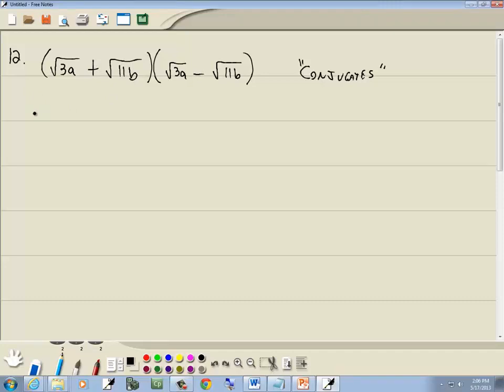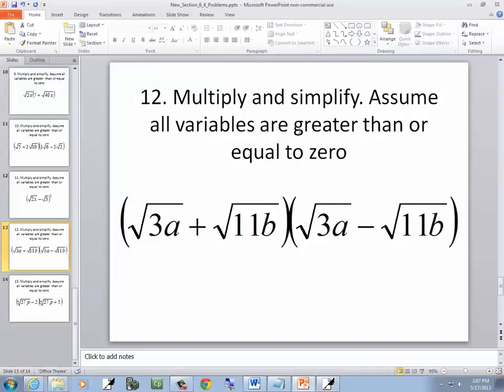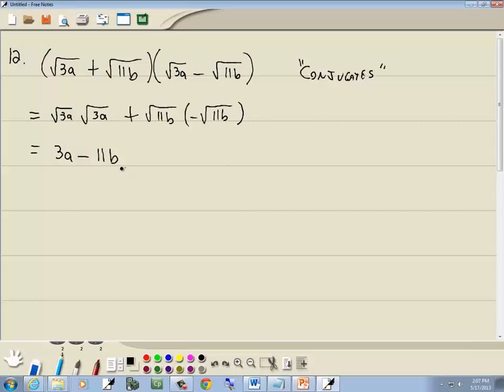That means they're conjugates. With conjugates, all you have to do is multiply your first parts together and your last parts. So that means we're going to take square root of 3a times square root of 3a plus square root of 11b times negative square root of 11b. Now remember what I said earlier. If you got square roots and they're exactly the same, then square root of 3a times square root of 3a gives you a 3a. Positive times a negative is negative, and square root of 11b times square root of 11b gives us 11b. This is assuming that variables are greater than or equal to 0. Otherwise, we'd need absolute value bars on a and b.